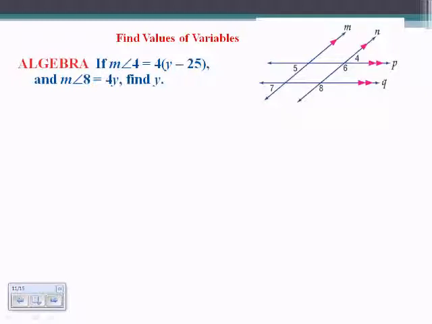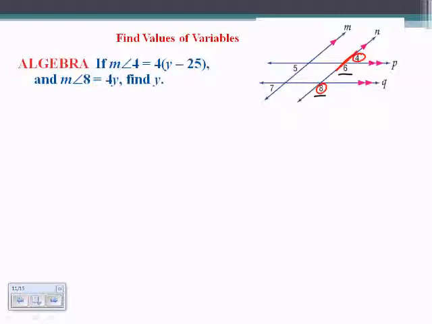Alright, same type of problem. The measure of angle 4 is equal to 4 quantity y minus 25, and the measure of angle 8 is equal to 4y. Question, find y. So we have the measure of angle 4, and we have the measure of angle 8. Now there is not a direct association between angle 4 and angle 8. However, we do know that 4 and 6 are a linear pair, because we do have these two angles forming a linear pair. And then we know there's a relationship between angle 6 and angle 8 by corresponding.